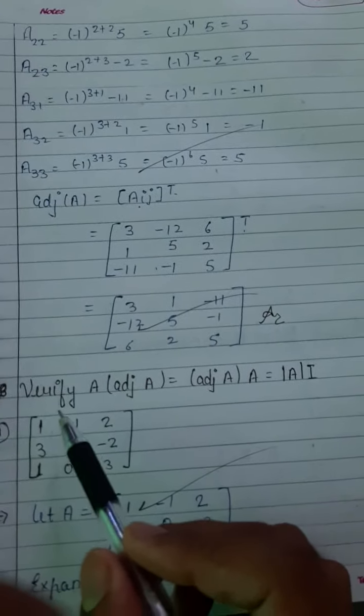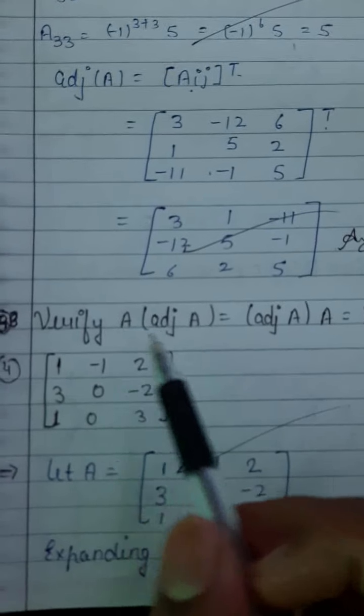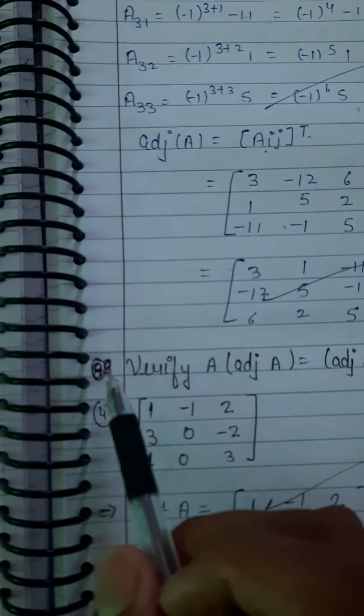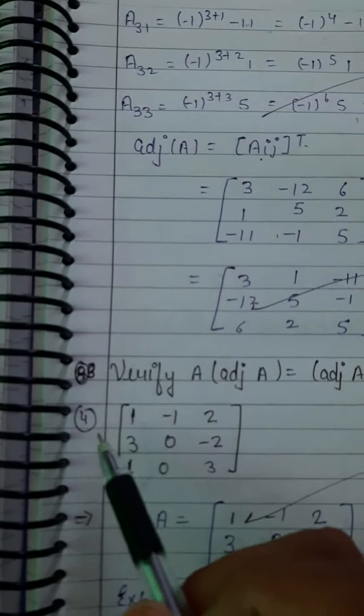And here, as I taught in the basics, A into adjoint A equals adjoint A into A equals modulus A into I. It is your next question, question number 4.